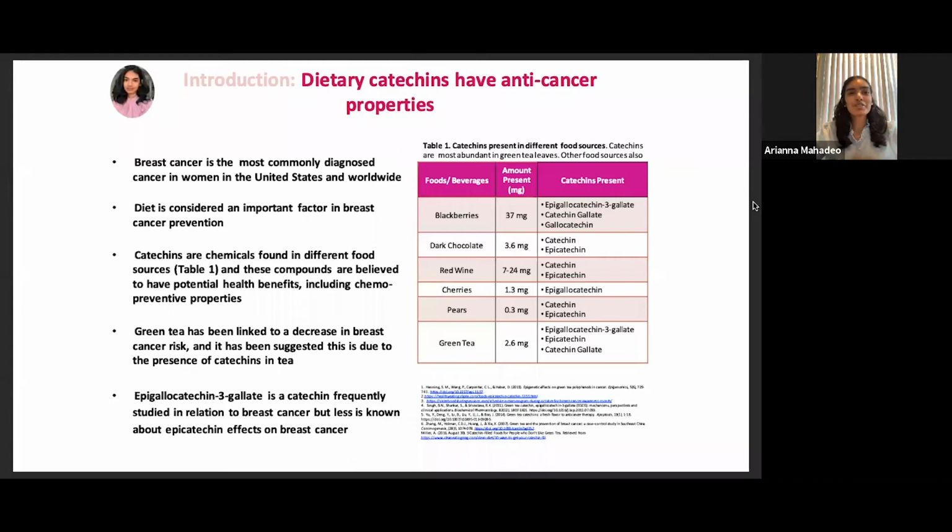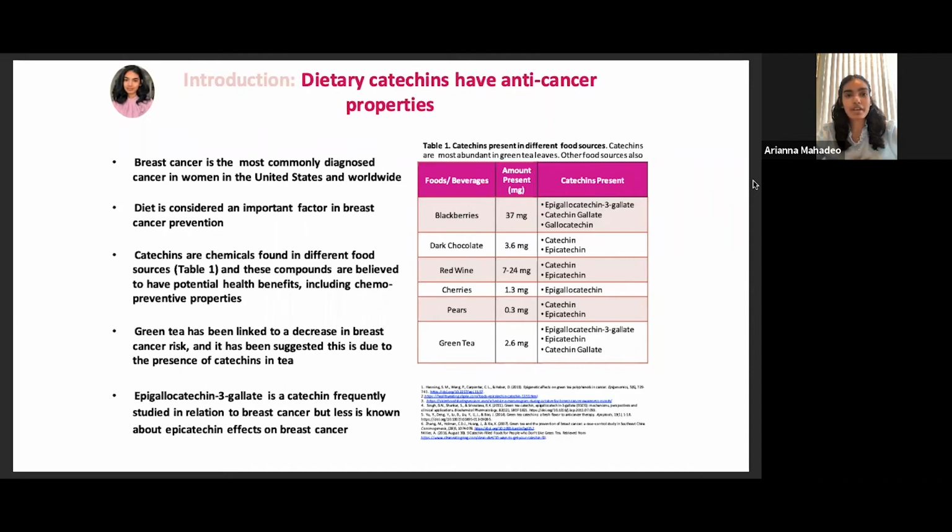More than 200,000 women in the US are diagnosed with breast cancer each year, making it the most commonly diagnosed cancer among women. While we may not understand the exact biology of breast cancer, diet is considered an important factor in breast cancer prevention. Catechins are chemicals found in different foods and beverages as shown in Table 1, and these compounds are believed to have potential health benefits, which include chemopreventative properties.